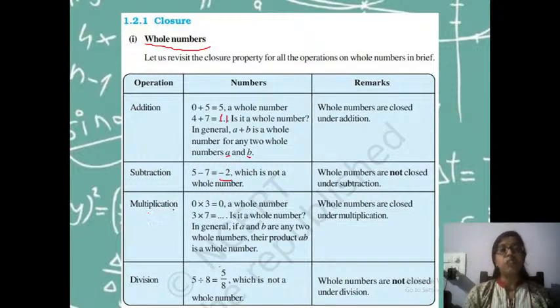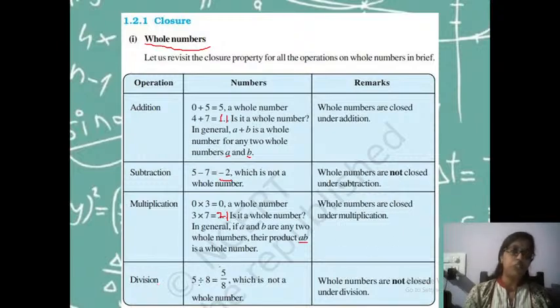Okay. So now coming to multiplication. 0 into 3 is 0. It is a whole number, right? 0 is a whole number, we all know. Now 3 into 7, how much will you get? 3 sevens are 21, right? Is it a whole number? Yes, it is a whole number. In general, if A and B are any two whole numbers, their product, normally we won't write A into B. Instead, we write it as AB. AB is nothing but the product. It's a whole number. So even in multiplication, the whole numbers are closed under multiplication.